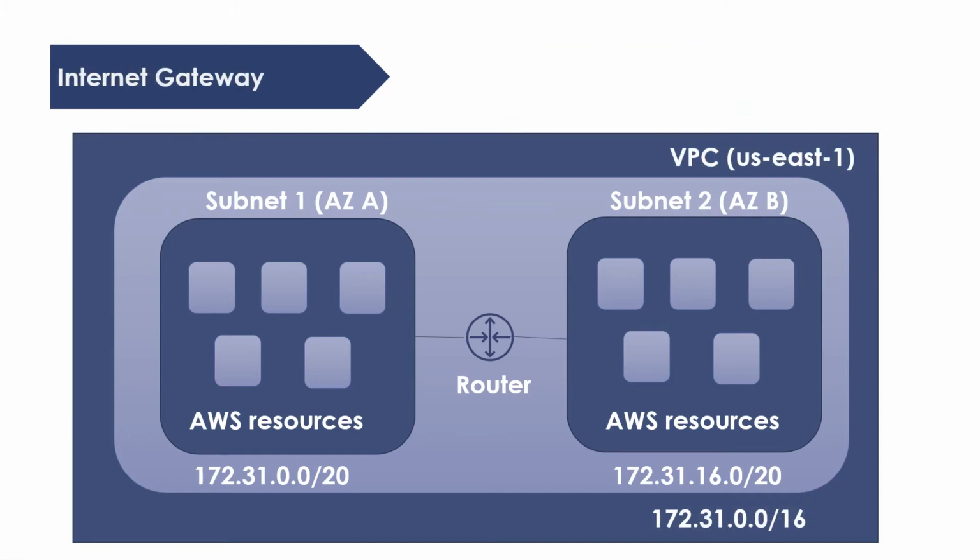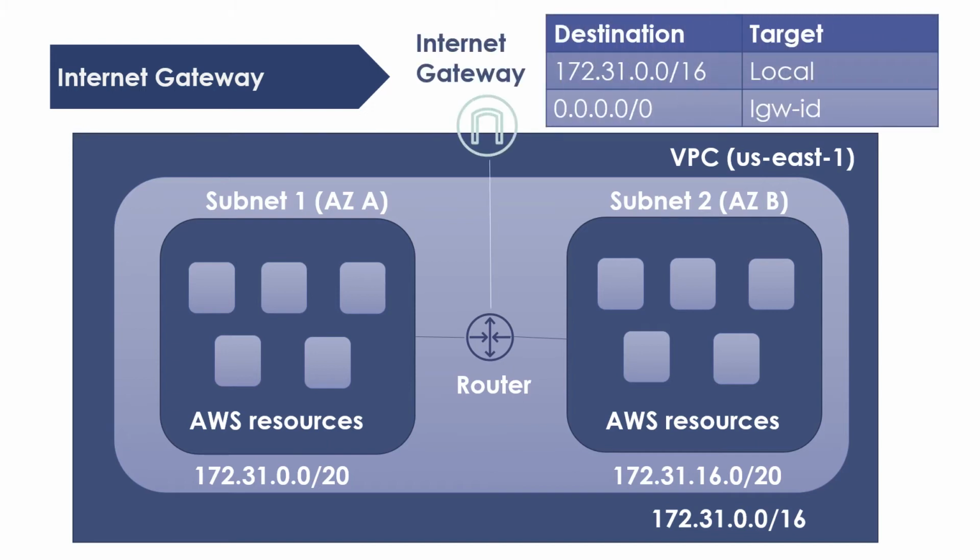Next use case is to access the internet from your subnets. This can be achieved in 2 ways. The first way is by setting up an internet gateway and attaching it to the subnet through the route table entry. Once an internet gateway is added to the subnet, it becomes a public subnet.